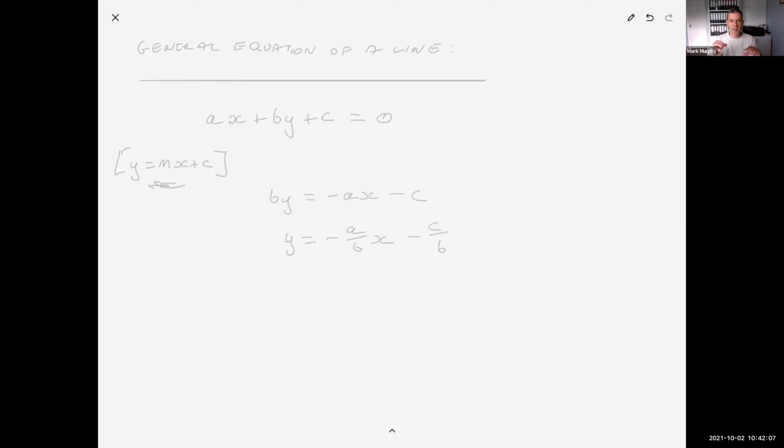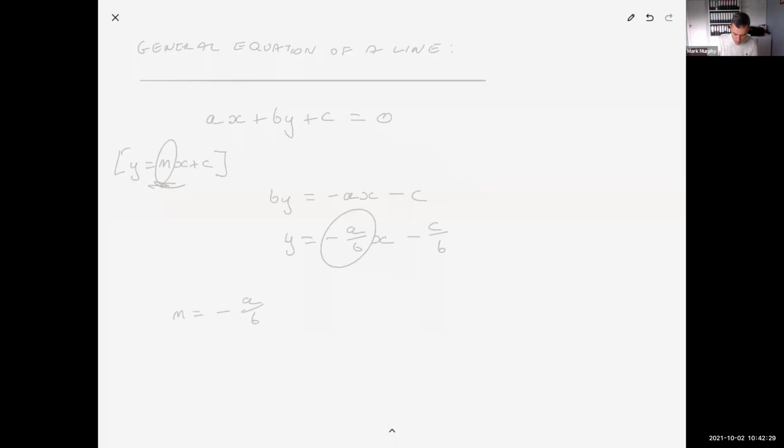Now, that's taking the general equation of a line and just changing it into the slope equation, okay? Now, let's look at this. That m there, that's the slope, isn't it? What do we have here? Minus a over b. So in this case, you can say that the slope of a line is equal to minus a over b. What does that mean?